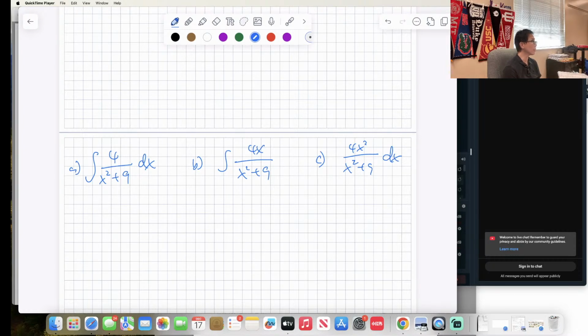How many of you guys got 1 out of 3 already done? 2 out of 3? 3 out of 3? No one. Okay. And C is an integral. Yeah, they are integrals. Oh yeah, I forgot the integral sign. That would help a lot.